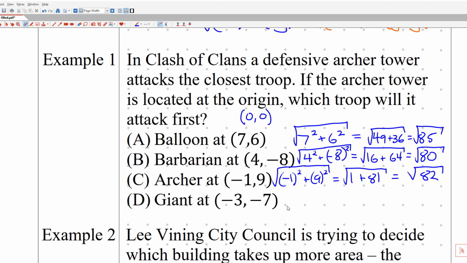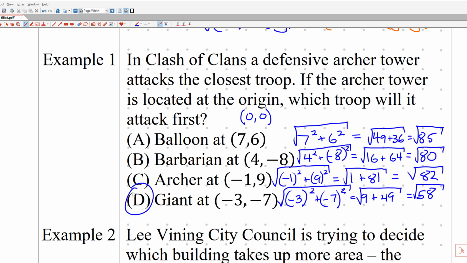Let's check the giant. And how are we going to do that? So it's going to be this negative 3 quantity squared plus negative 7 quantity squared. And that's supposed to be a square root there. So it's going to be 9 plus 49. And you can see that it's really close to the balloon in terms of the numbers that are coming out. It's slightly less than the 36. I have a 9 now. And 49 plus 9 is 58. And that is clearly the closest. It's the smallest number, so the answer is D.